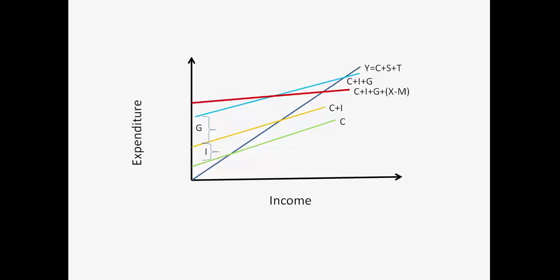Now you can see here that this red line cuts the dark blue line at this particular point. This red line is the aggregate demand curve and this dark blue line is the aggregate supply curve, and both of them cut each other at this particular point. Now this particular point is the point of equilibrium where aggregate demand is equal to aggregate supply.